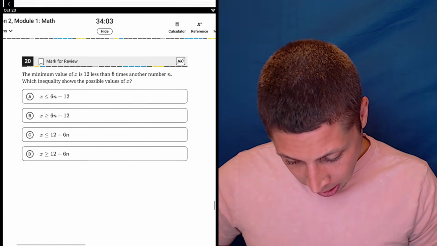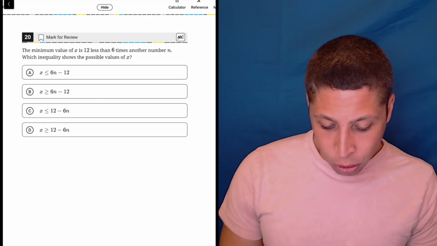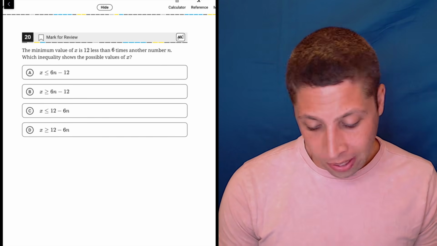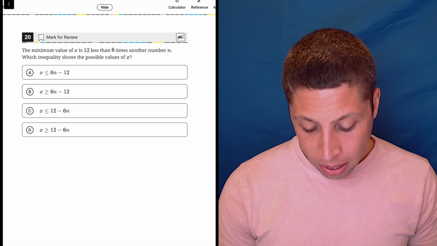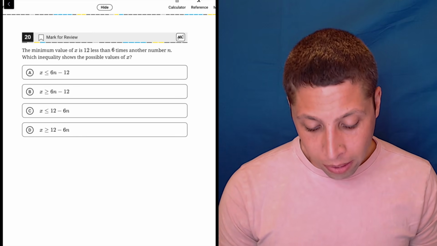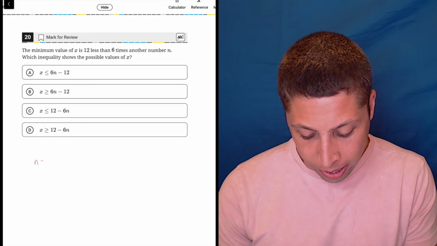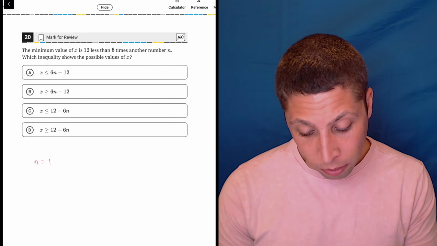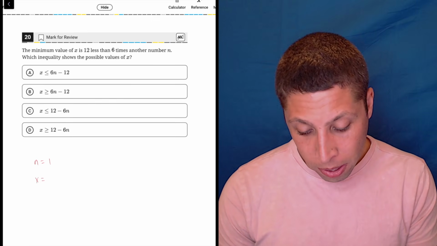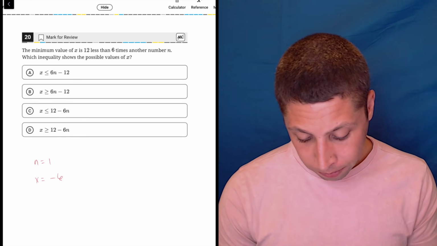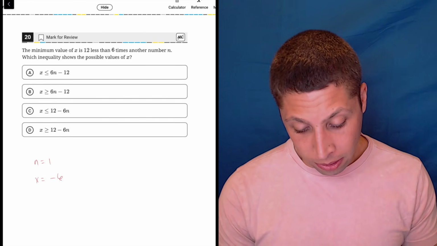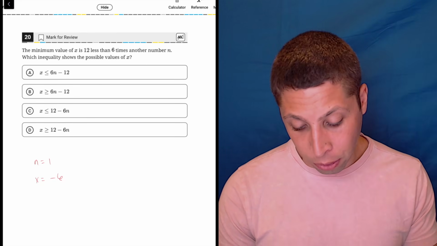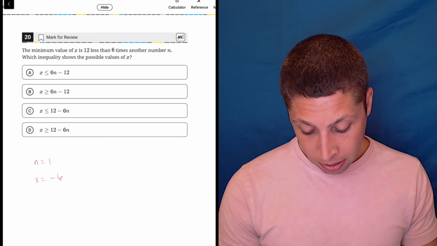All right, the minimum value of x is 12 less than 6 times another number n. Jeez, okay. Which inequality shows the possible values of x? This feels like an arithmetize too. This is very confusing. The minimum value of x is 12 less than 6 times the number n. So why don't we just do n is 1. Okay, so 6 times 1 is 6, and 12 less than 6 is negative 6. So the minimum value of x is negative 6.